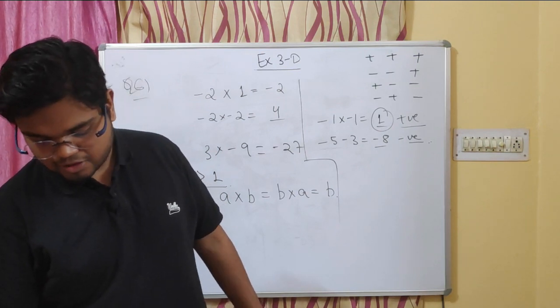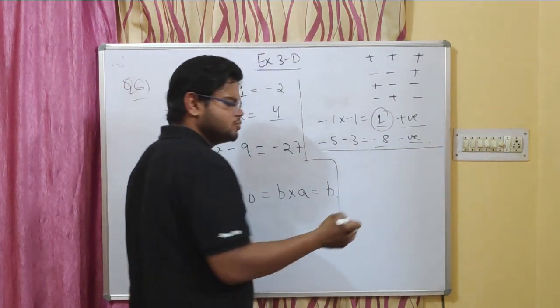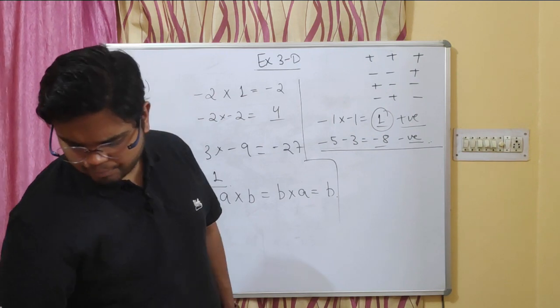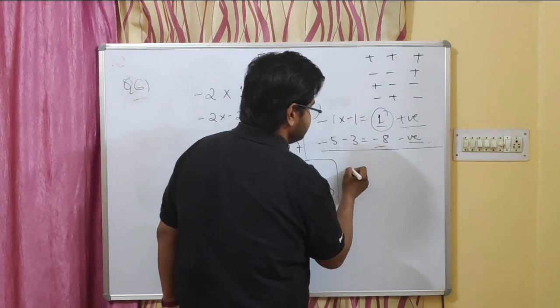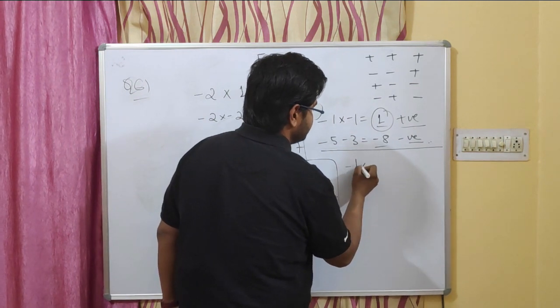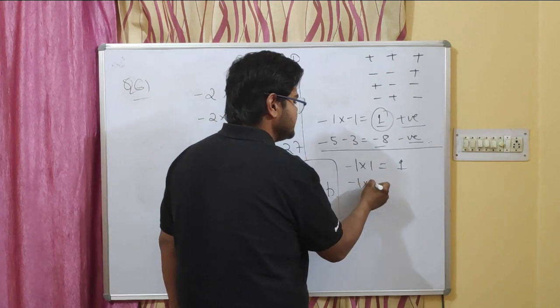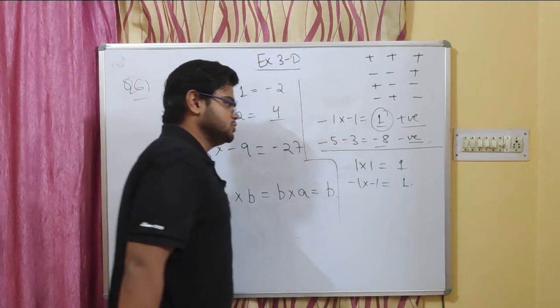Second part, suppose the product of two integers is positive. What do you know about the signs of the integers? If both the integers are positive, 1 into 1, their product would be positive. But if both are negative, then it will also be positive.